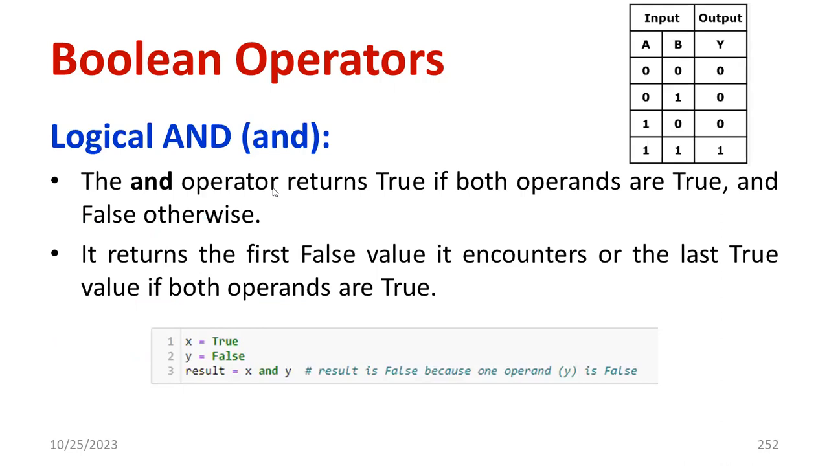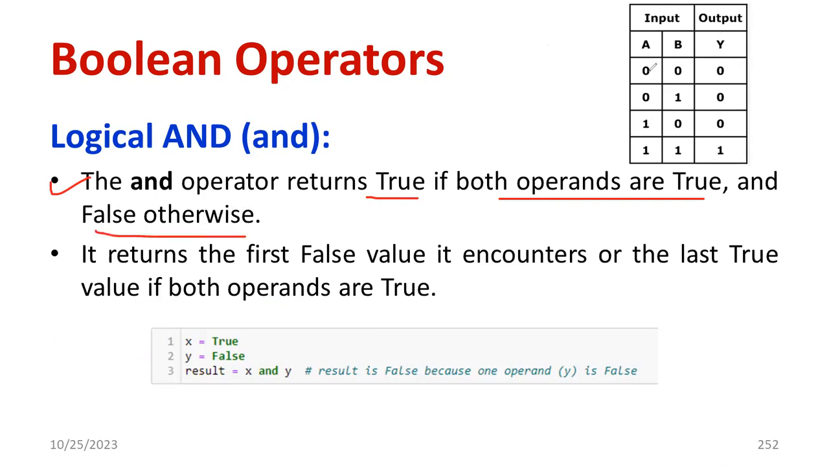We'll discuss them individually. If I talk about logical and, first of all, you have to study the truth table of the logical and. So you'll be getting the output. If two inputs are high, you will be getting the output as high. That means the AND operator returns true if both the operands are true. Otherwise, it will return false.